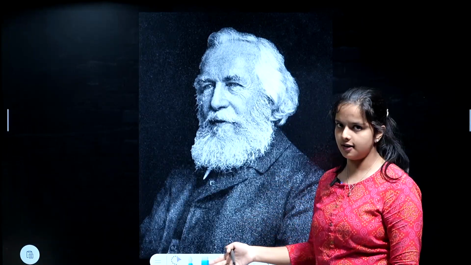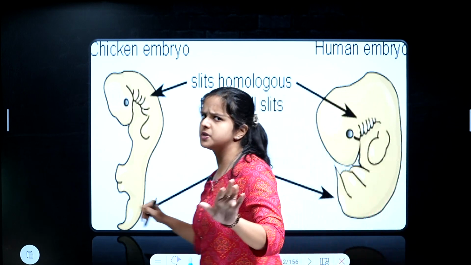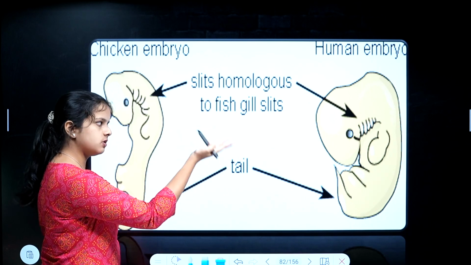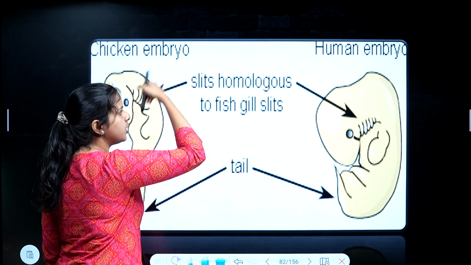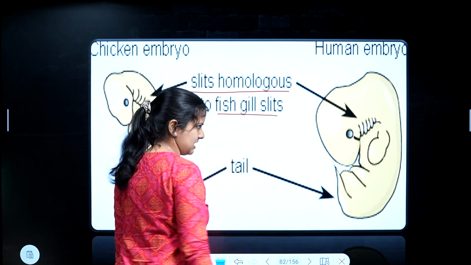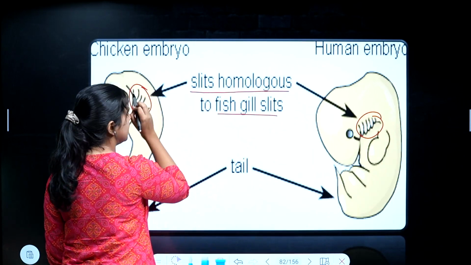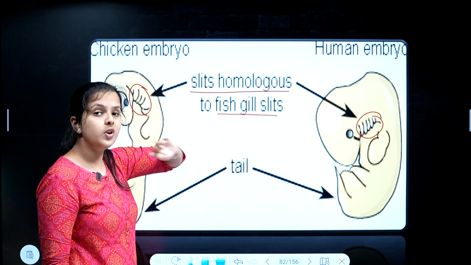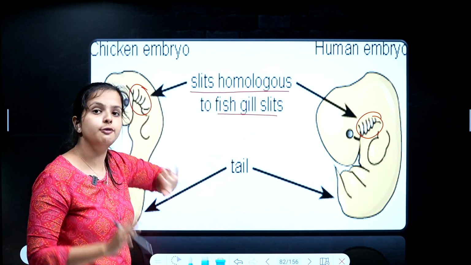So this is Sir Ernest Haeckel, and I'll show you a picture of a chicken embryo and a human embryo here. Just observe the picture. This is a chicken embryo, which is also a vertebrate, and a human embryo, which is also a vertebrate. You can see slits in the chicken embryo and the human embryo which are homologous to fish gill slits. These are gill slits in the human embryo, and these are gill slits in the chicken embryo. You can see gill slits only in the embryonic stage, which is homologous to the gills we actually see in the adult fish.